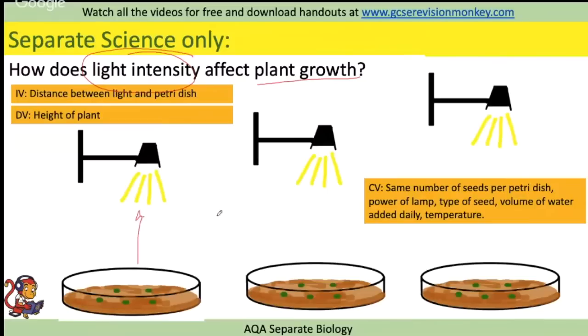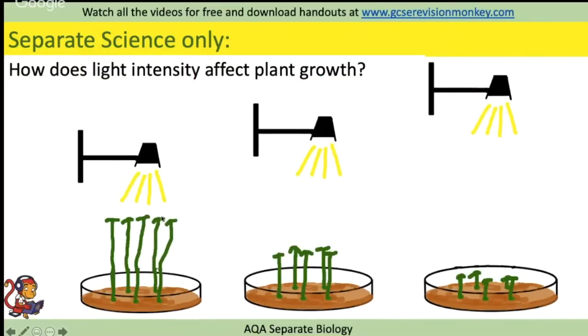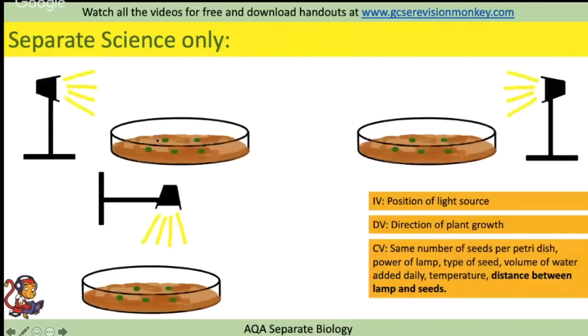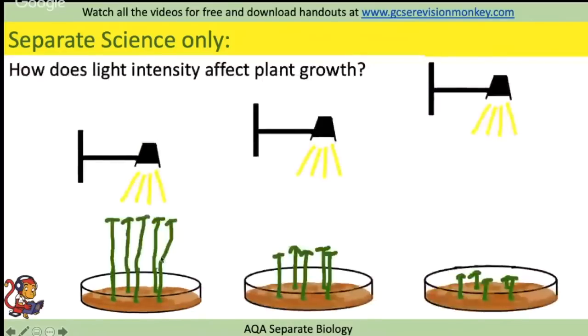You'd have the light at different distances. And the important thing is control variables. So same number of seeds per dish, power of the lamp in this example specifically, the type of seed that you're using, the volume of water, and temperature, things like that to keep constant. And you might simply measure the height of the plant and do some biological drawings to show the height of the plant. And you might get something like this. The higher the light intensity, the higher the plants grew.